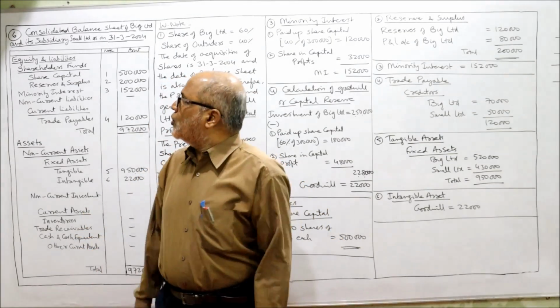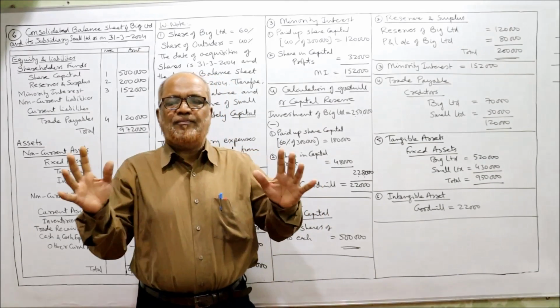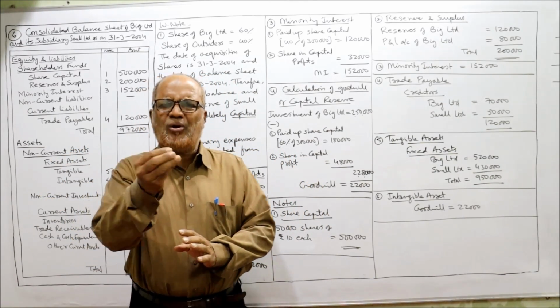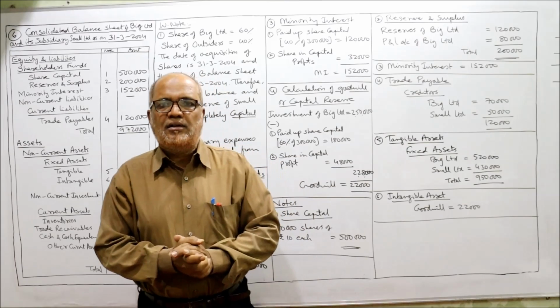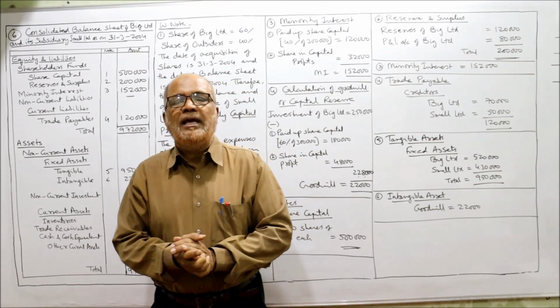That's all. So we have completed totally 6 problems. In every problem you have seen, 80% of the points are the same. Only 1 or 2 new points. So concentrate. Definitely you will be able to get a good command on these problems of holding companies.